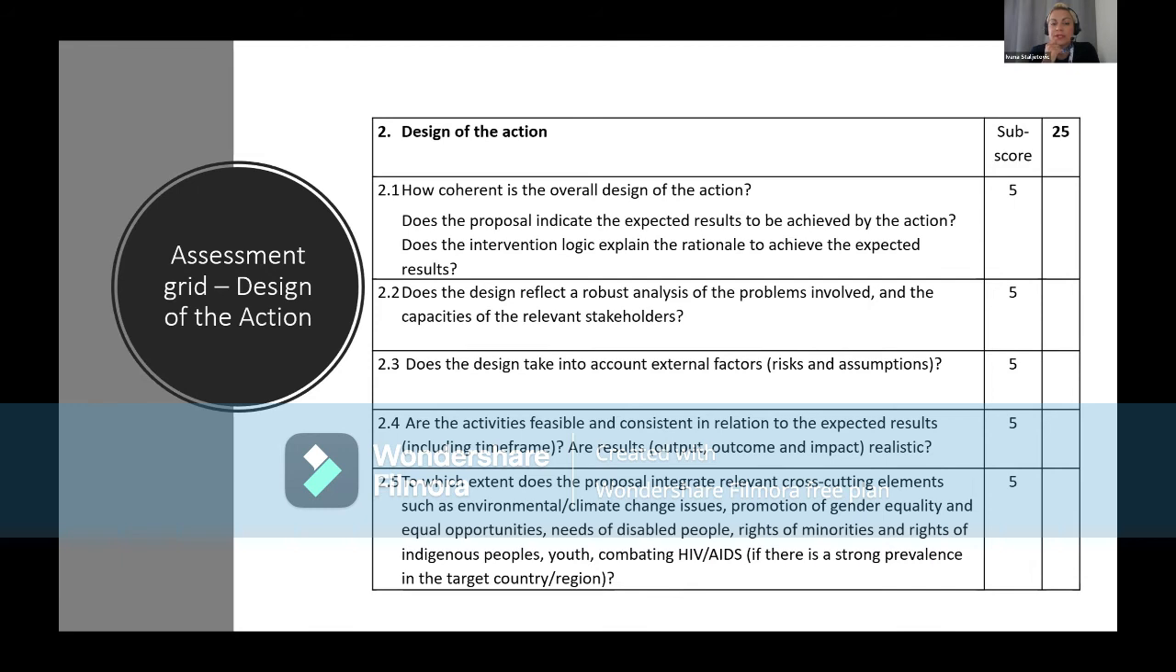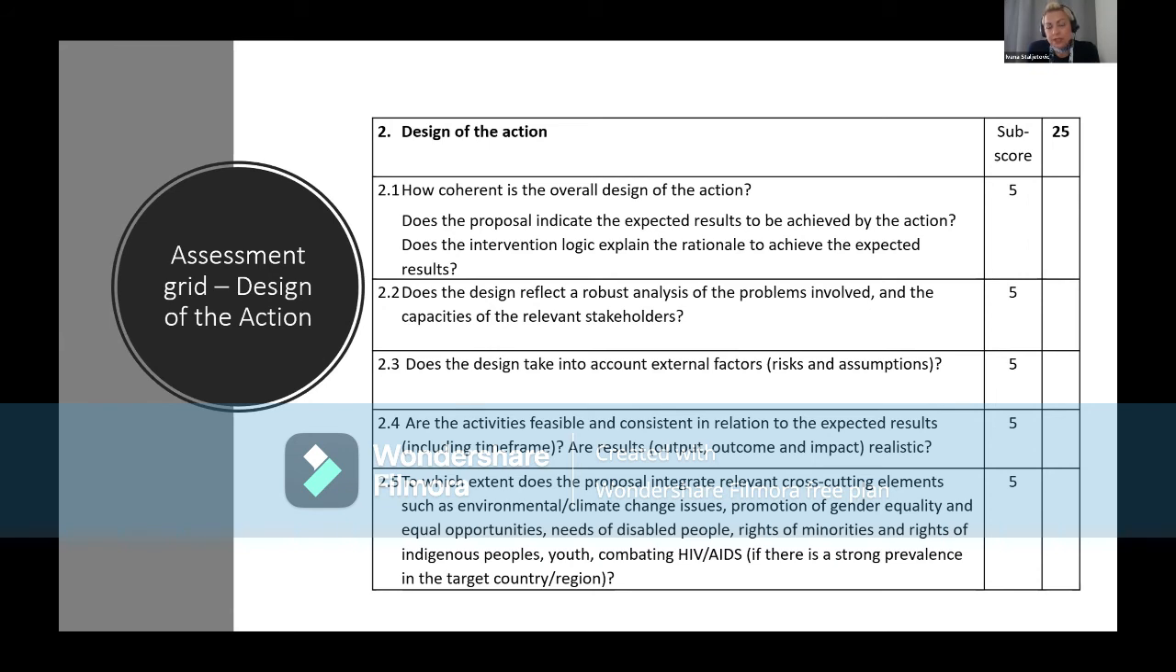So the first question is, how coherent is the overall design of your action? Does your proposal indicate the expected results to be achieved by the action? And does the intervention logic, from the logical framework, explain the rationale to achieve the expected results? You will not present the logical framework now, but you need to present the intervention logic. But in order to do so properly, it would be best to already have developed the logical framework, even though you are not submitting it.